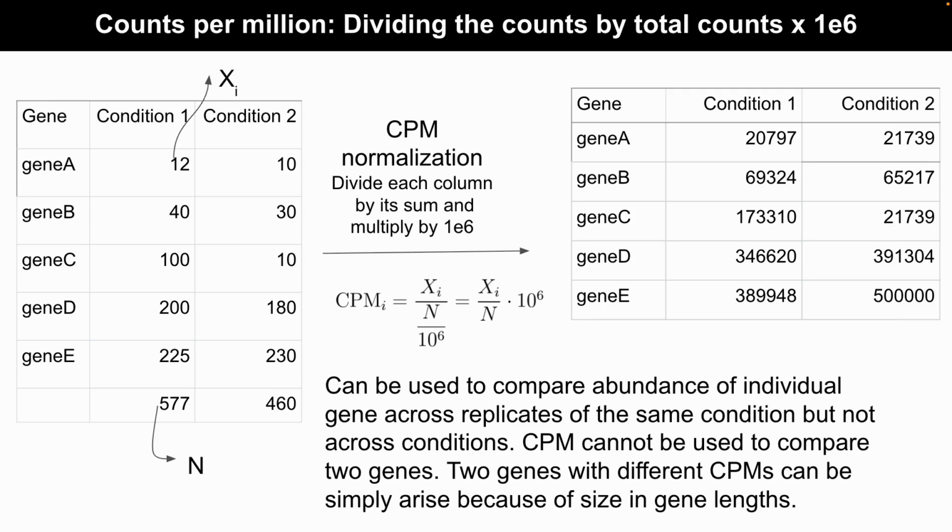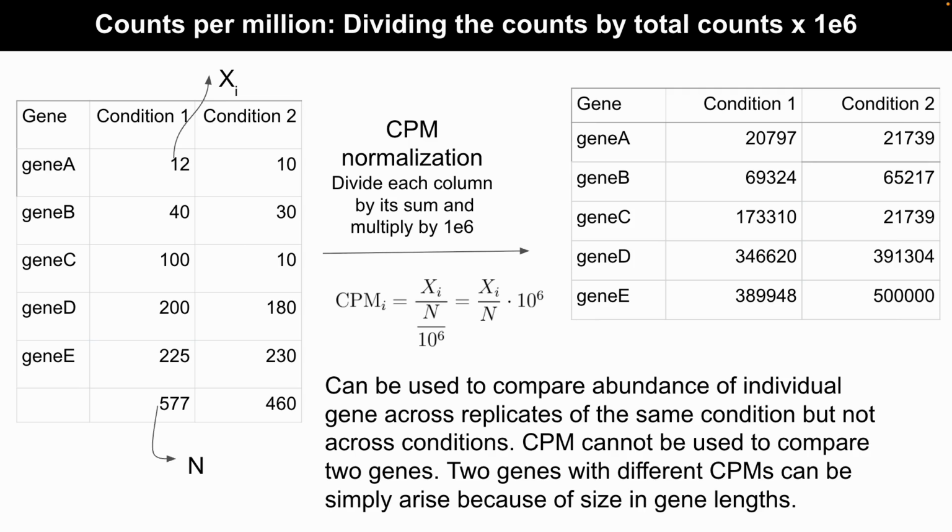Sure. So if there is an outlier, then of course, it will inflate these counts. That is number one reason. The other reason is if I want to compare one gene to the other gene, even within the same sample, right? This number actually does not do justice, because while I'm showing you the number here, 20797 and 69,324. I cannot compare gene A versus gene B even within the same condition.